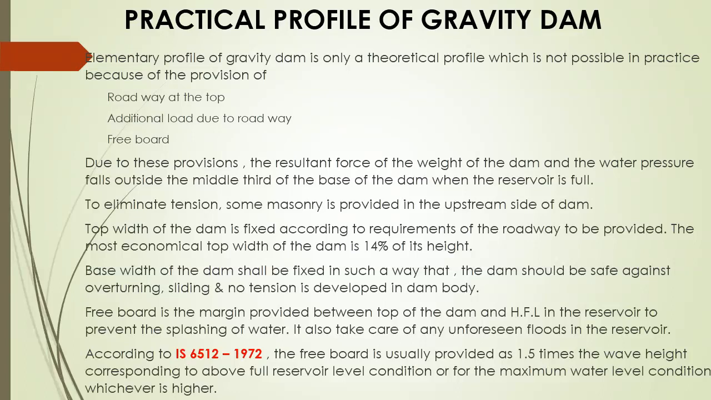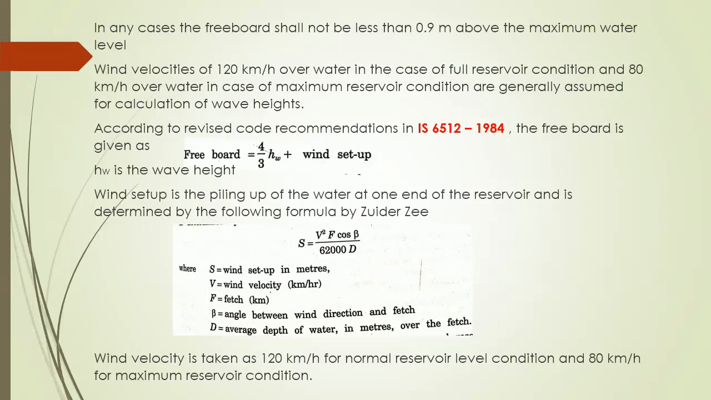Freeboard is the margin provided between the top of the dam and the high flood level in the reservoir, to prevent the splashing of water. It also takes care of any unforeseen floods in the reservoir. According to IS 6512-1972, the freeboard is usually provided as 1.5 times the wave height corresponding to above full reservoir level condition, or for the maximum water level condition, whichever is higher. In any case the freeboard shall not be less than 0.9 m above the maximum water level.